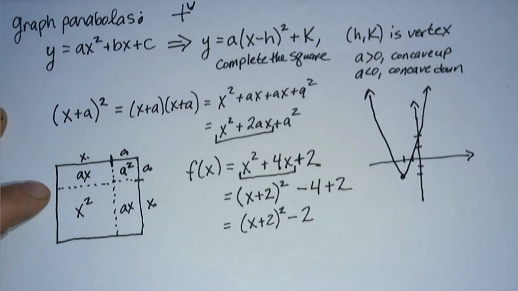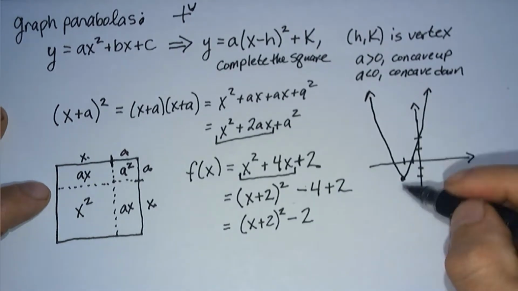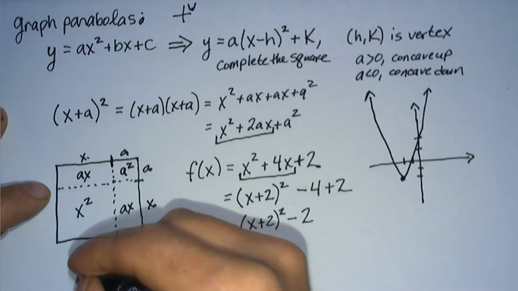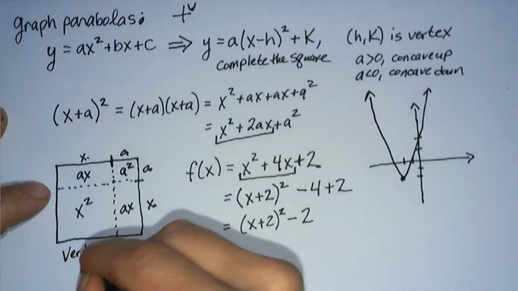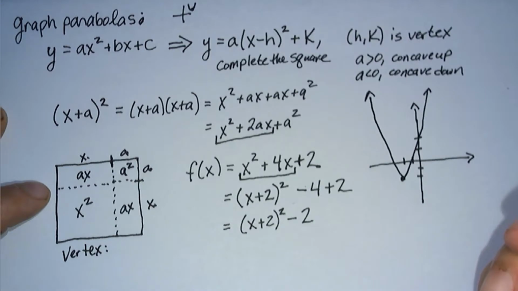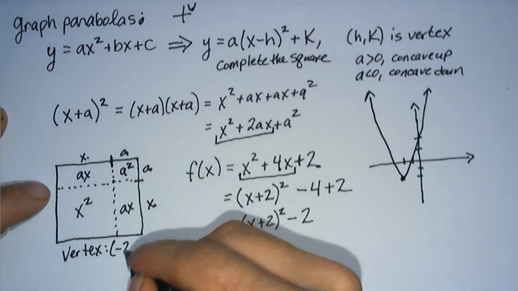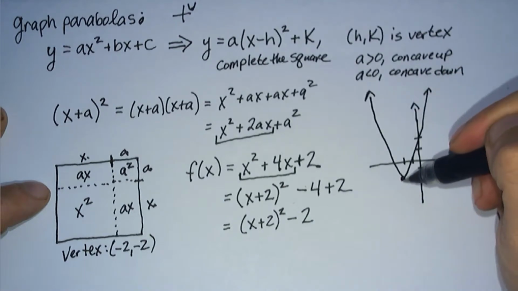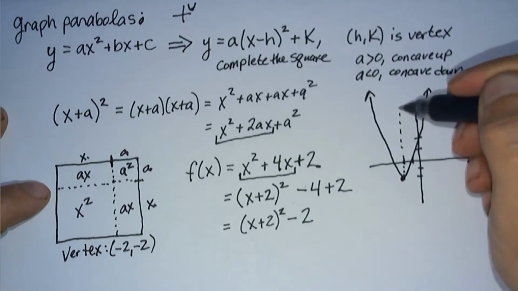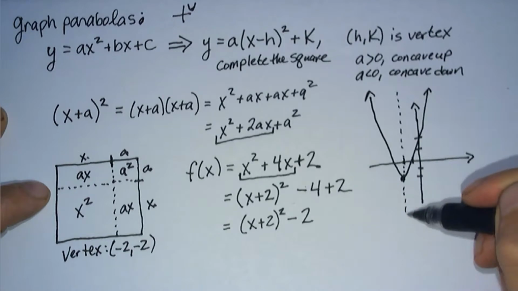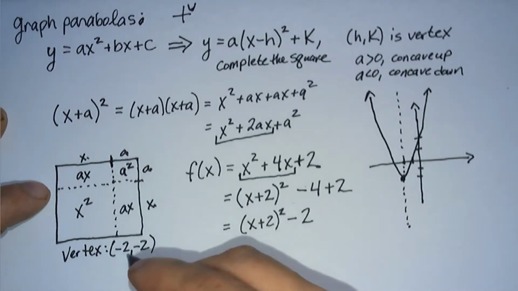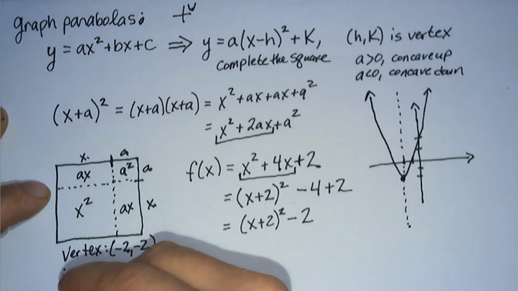So let's discuss what we know about this graph. We know the vertex of the graph. Where am I going to put this? Let's put this right here. The vertex is at negative 2, negative 2. The axis of symmetry, where I fold this down, where I can draw and fold it over, goes through the vertex at the line x equals negative 2. So axis of symmetry.